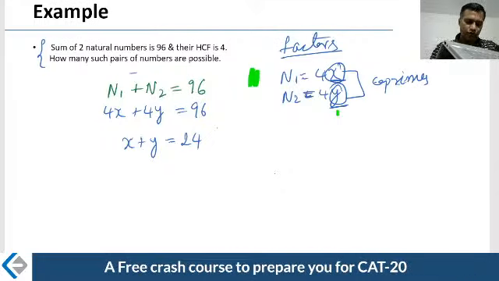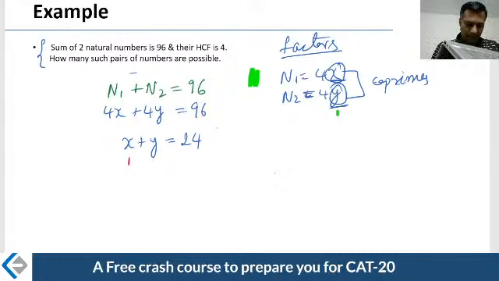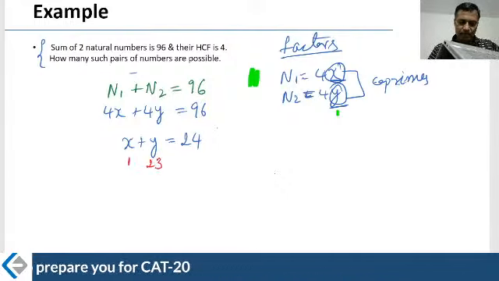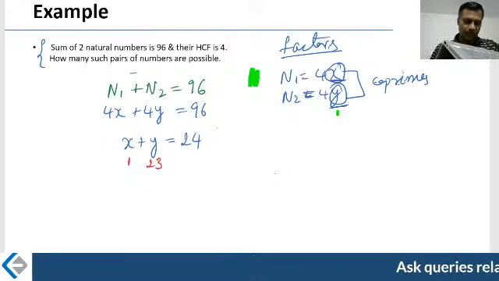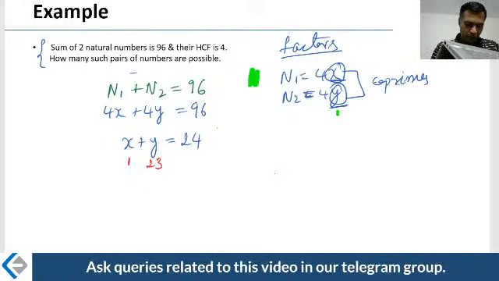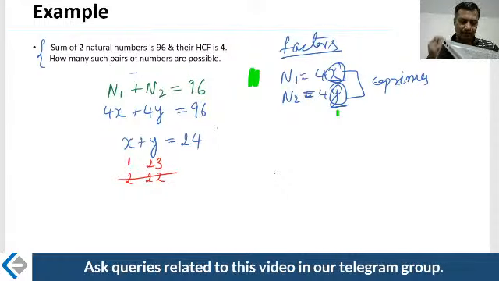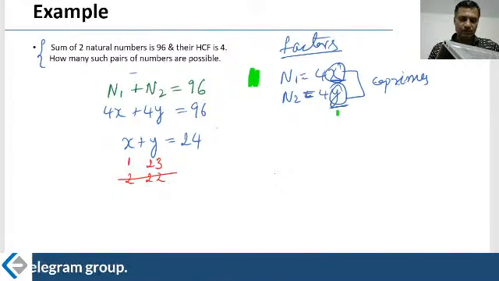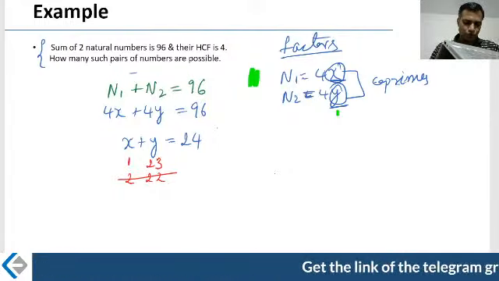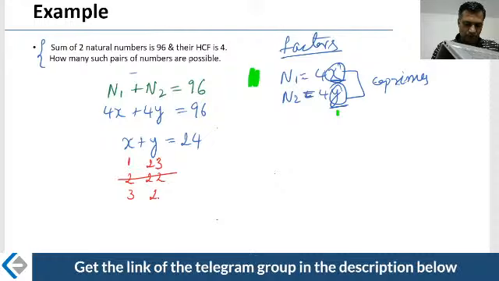So the author is asking the number of pairs. What if I write 1 here? I can write 23 here. Is the HCF of 1 and 23 equal to 1? Yes. Therefore these two are co-prime pairs. What if I write 2 and 22? Disqualified, because the HCF becomes 2, as they are not co-primes. We already said that they should be co-primes. What if I write 3 and 21? That's also disqualified. What if I write 4 and 20? Disqualified.